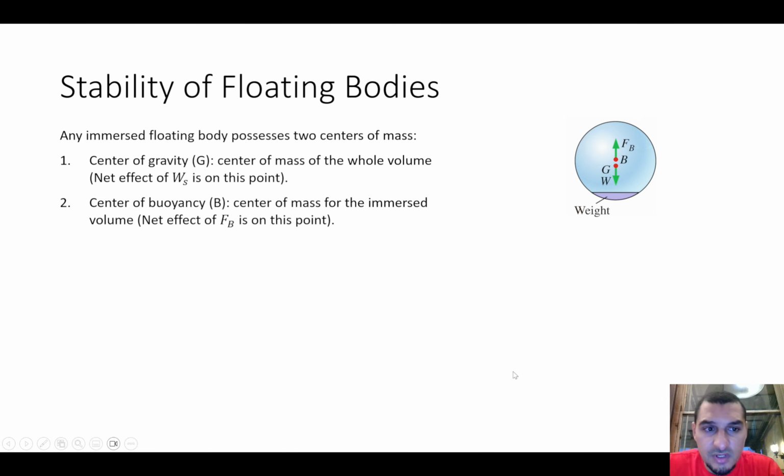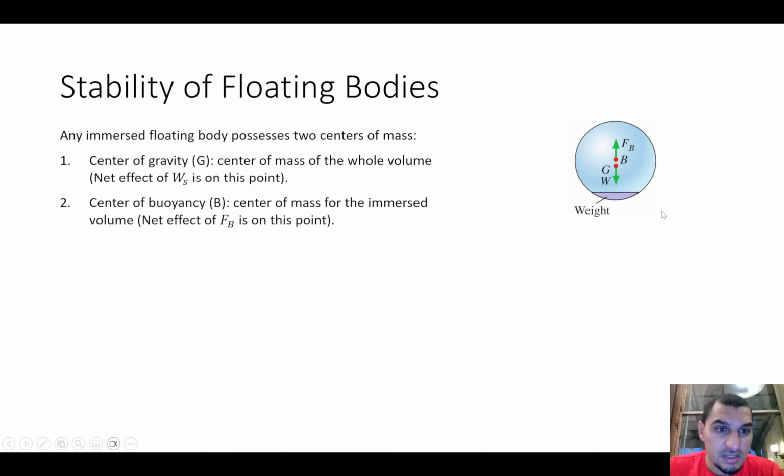One is the center of gravity, sometimes called the centroid, which is the point where the mass of the whole body is affecting. This is considered the point where the net force of the weight is acting, and it depends on how the weight is distributed in the system.